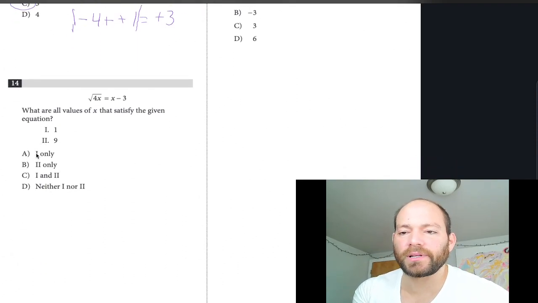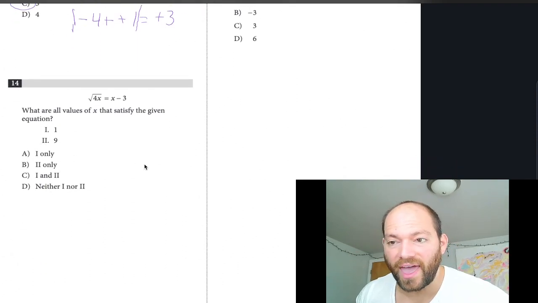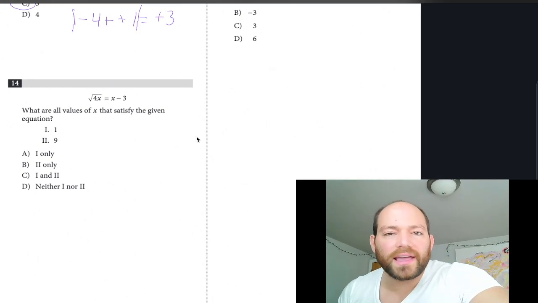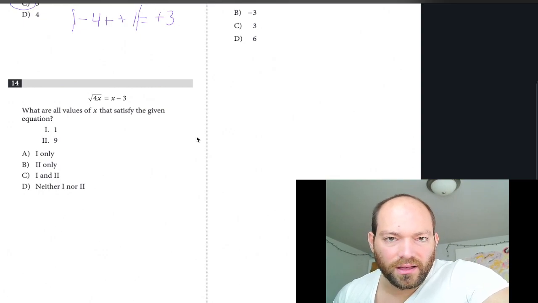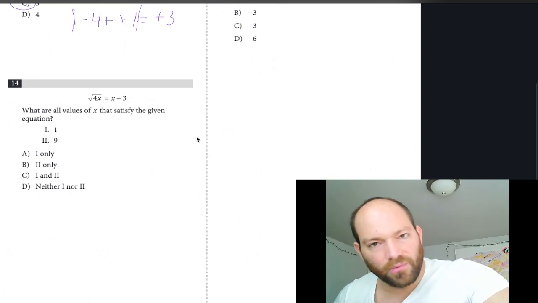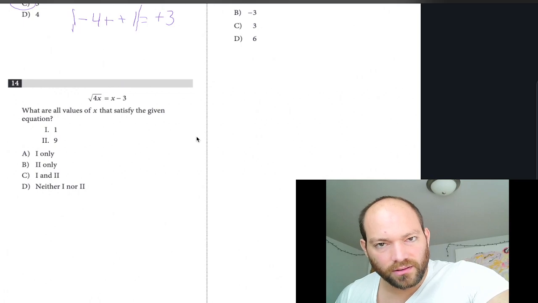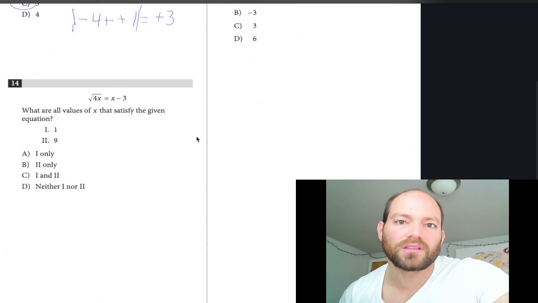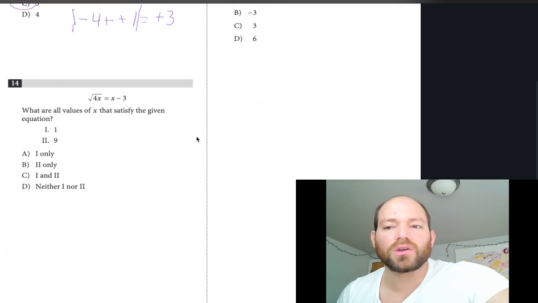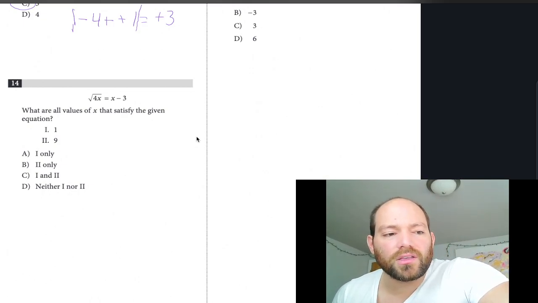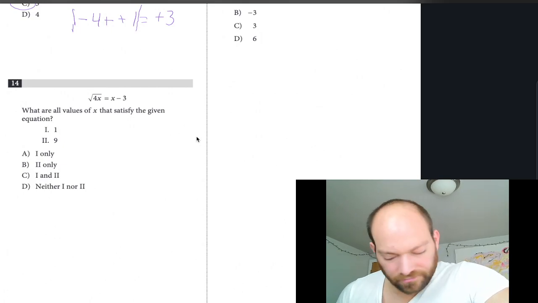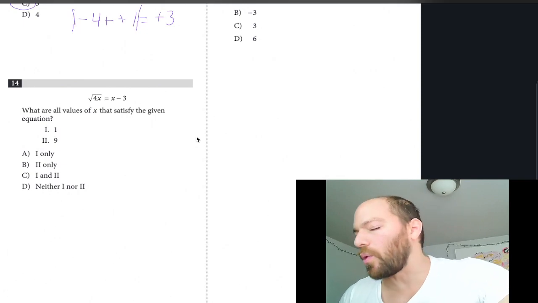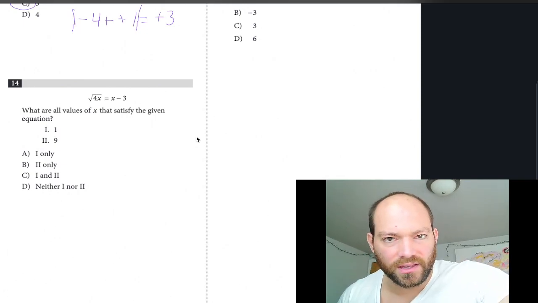Okay, number 14. What are all values of x that satisfy the given equation? Okay, we got to get a bit more careful now, because remember what I said. We're almost done with the multiple choice section, right? Number 15, it only goes up to 15. Then it's the non-multiple choice. Then it resets back to easy mode. So we don't want to be doing anything too wild over here. We don't want to be doing this squaring both sides nonsense.